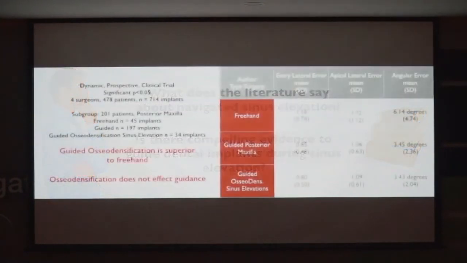This is the only guided Densa-Burr data that there is in the literature. It's not published yet. I'm showing it to you before it's published. What we did was we mined our data from that large database. We had 201 patients that had posterior mandibular maxillary implants placed, 45 freehand, 197 guided, of which 34 of these were osseodensification. I did all those cases. So this is one surgeon that did these.